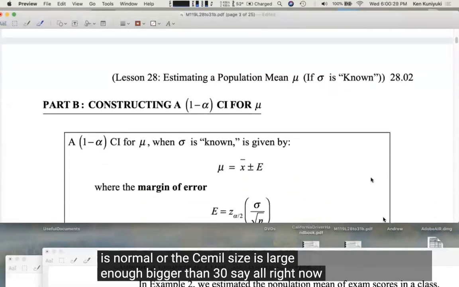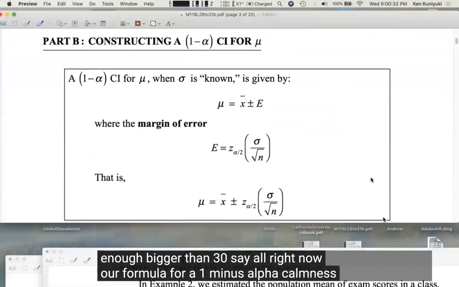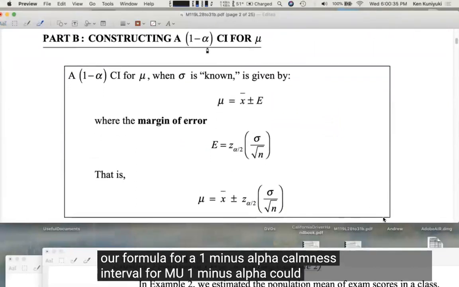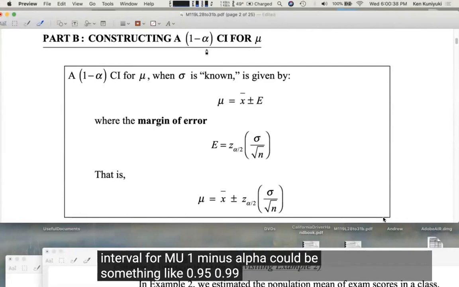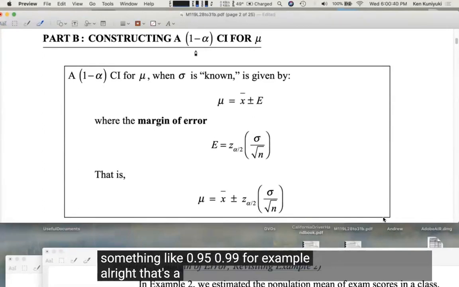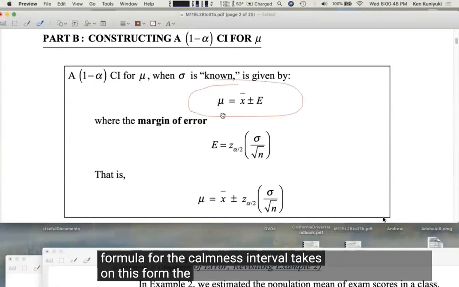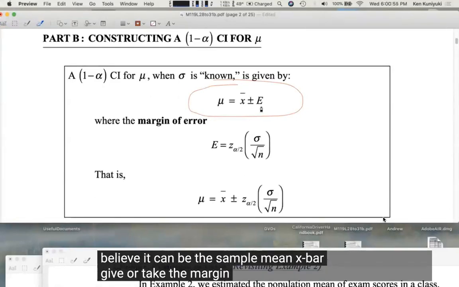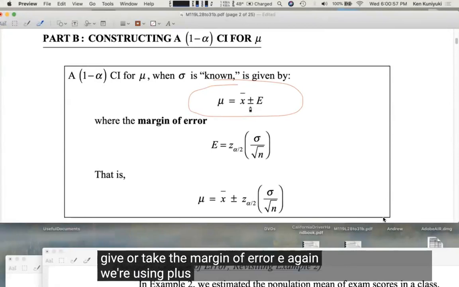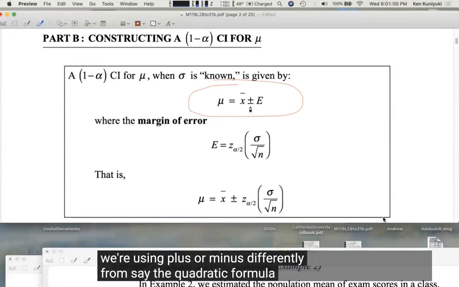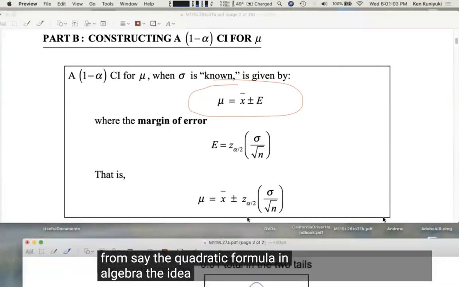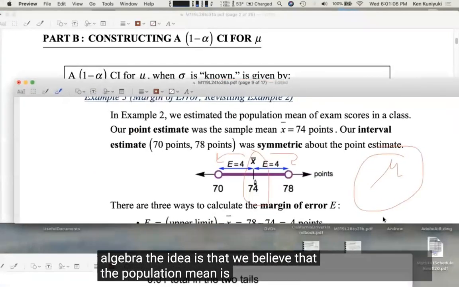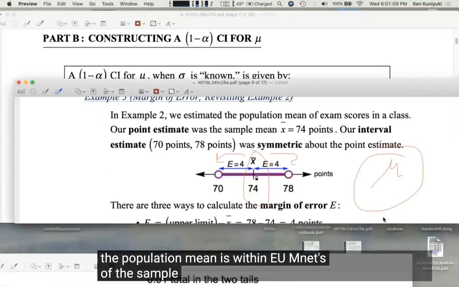All right. Now our formula for a 1 minus alpha confidence interval for mu, 1 minus alpha, it could be something like 0.95, 0.99, for example. That's a confidence level. The formula for the confidence interval takes on this form. The population mean mu, we believe it can be the sample mean X bar, give or take the margin of error E. Again, we're using plus or minus differently from, say, the quadratic formula in algebra. The idea is that we believe that the population mean is within E units of the sample mean.